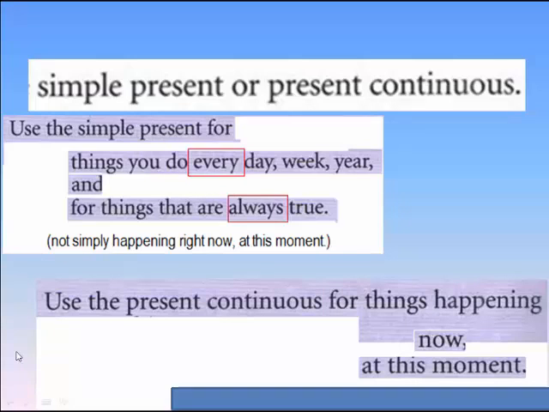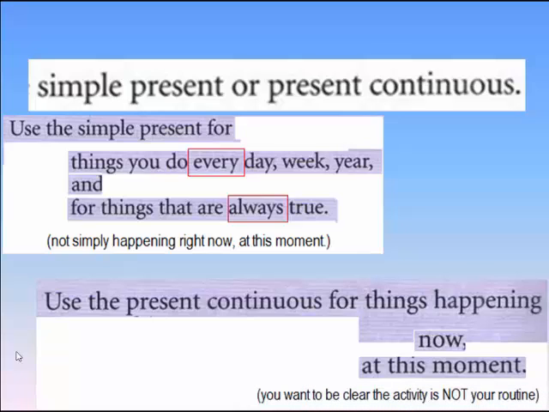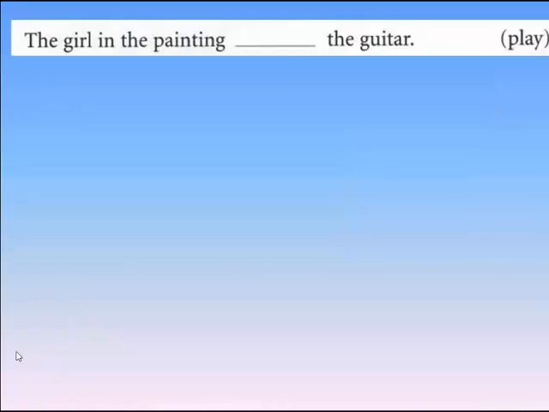And that also means that I will use present continuous for things happening now, when I want to be clear that this is not an activity of my routine. Let's see how this works. The first exercise is the girl in the painting, the guitar. And I need to use the verb play.